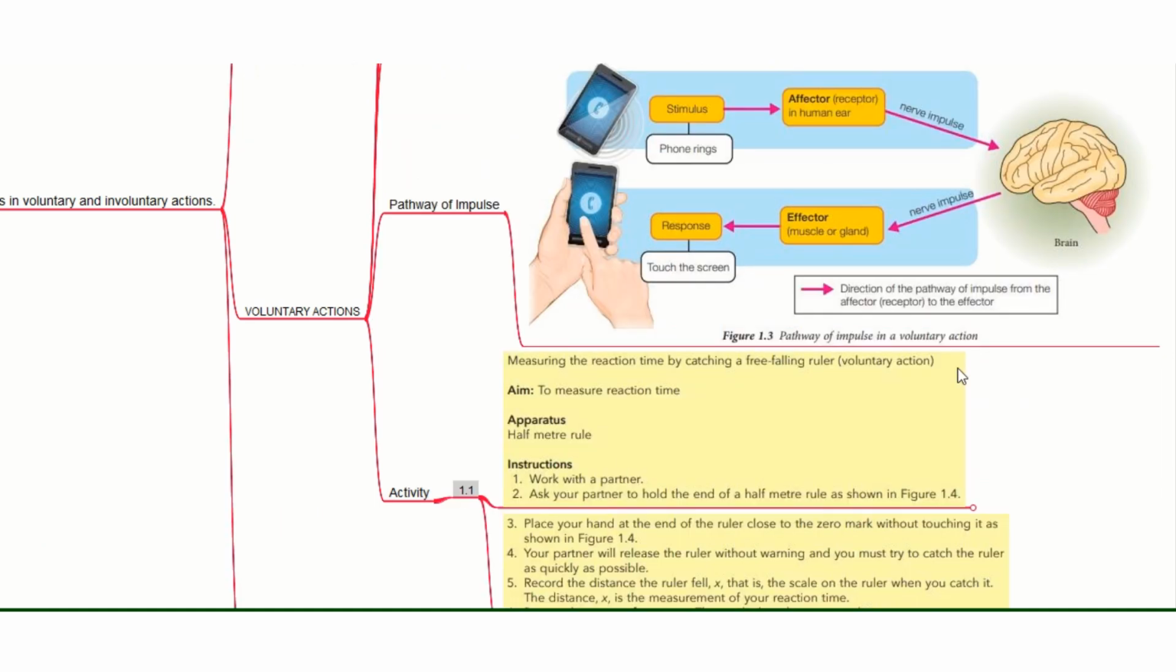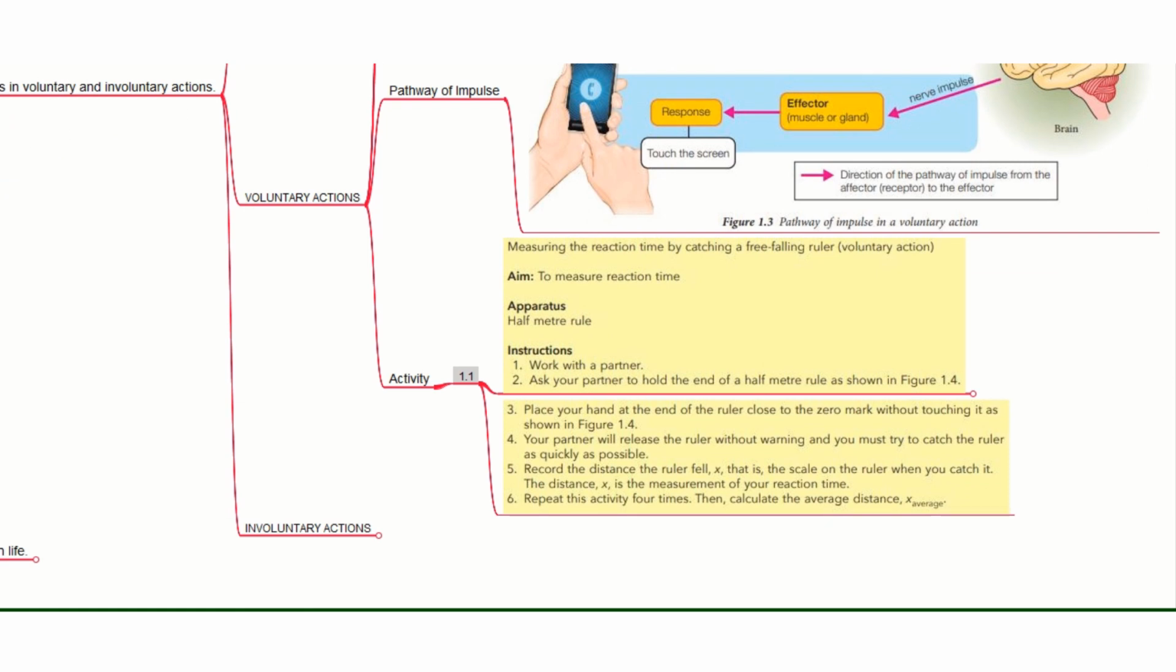One activity here is measuring the reaction time by catching a free falling ruler. The aim is to measure reaction time. Apparatus: half-meter ruler. Instructions: work with a partner. Ask your partner to hold the end of a half-meter ruler as shown in figure 1.4. Number 3, place your hand at the end of the ruler close to the 0 mark without touching it, as shown in figure 1.4.